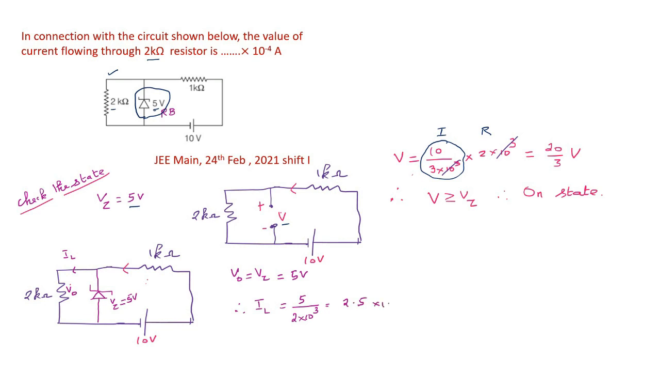Which is 2.5 into 10 to the power minus 3, but in the question it is given as a multiple of 10 to the power minus 4. So you rewrite this and compare it with the end of the question, and we get 25 should be filled in this gap. So the answer is 25. Okay, thank you.